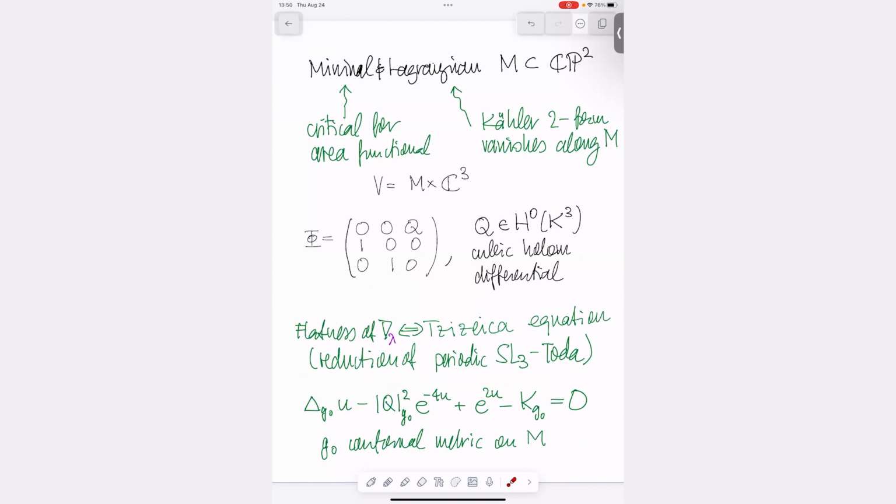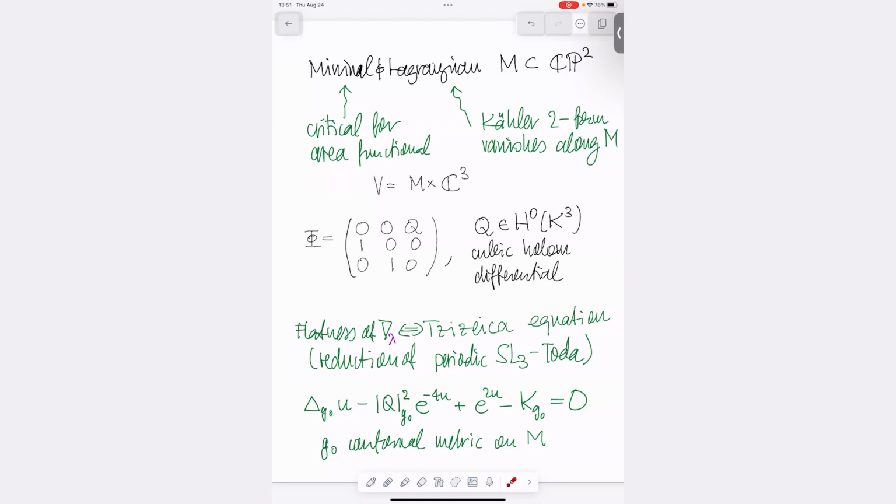So if you do the special case of minimal Lagrangians, which I'm interested in, again Lagrangian means the Kähler form vanishes along M, and minimal means critical for area. The bundle is now a rank 3 bundle, and the Higgs field looks very simple. The only ingredient in the Higgs field which is not trivial is a cubic holomorphic differential, which comes in for these minimal Lagrangians. So that's just what it is. And then you grind out this flatness, and you see this wonderful equation down there. It's called the Tzitzeica equation. It looks a lot like the sinh-Gordon equation, just much more complicated. And in fact, it's the SL3 periodic Toda, which means it comes from the affine SL3 group.